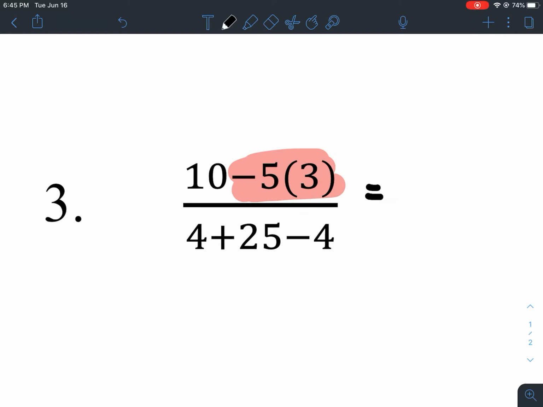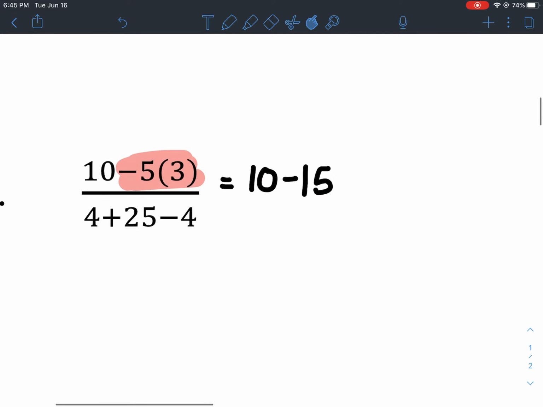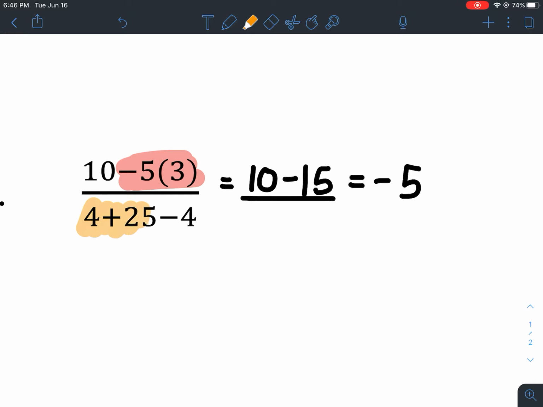So my numerator is now 10 minus 15. And we know that 10 minus 15 would be negative 5. So therefore, our numerator is negative 5. Now if we take a look at our denominator, we just have addition and subtraction, and those are equal to each other in the order of operations, so we just work from left to right. So we're going to do 4 plus 25 first, which is 29, and then we're going to bring over our minus 4.